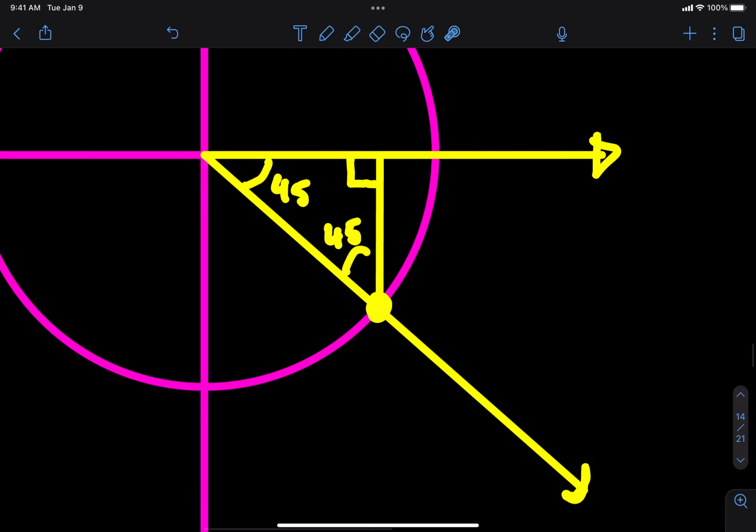So, shoot, now I'm stuck. Why am I not stuck? I know the hypotenuse. Okay, so we know the hypotenuse is 1. So how do I get the short legs if I know the hypotenuse is 1 and I have a 45, 45, 90 triangle? Multiply by the square root of 2? Probably divide by the square root of 2.